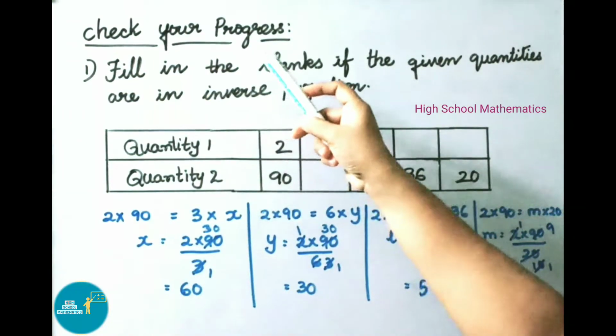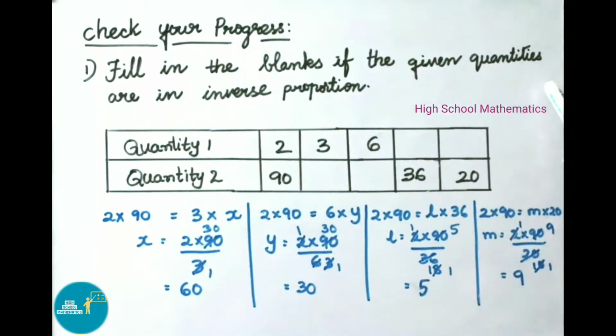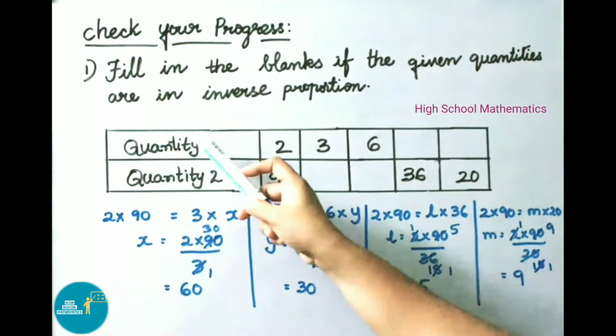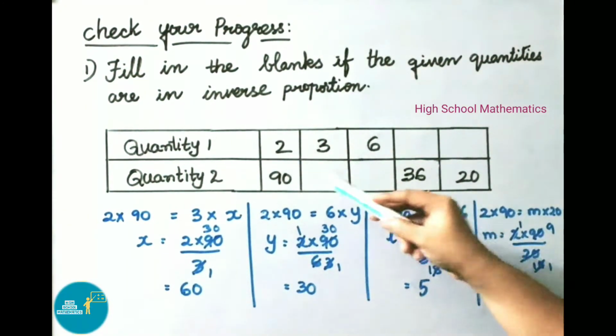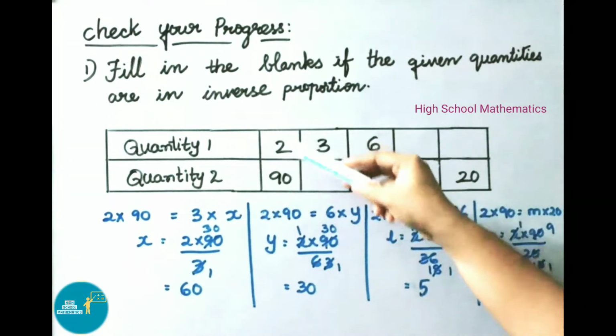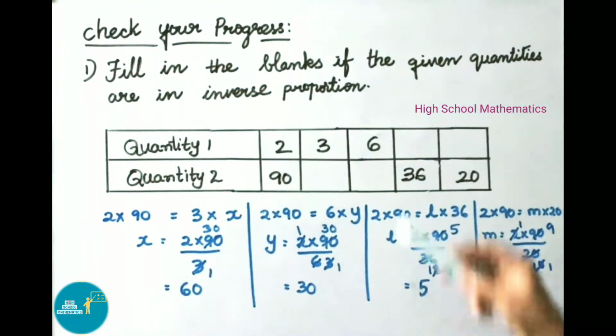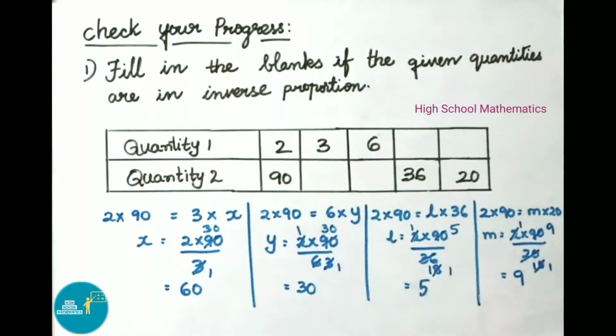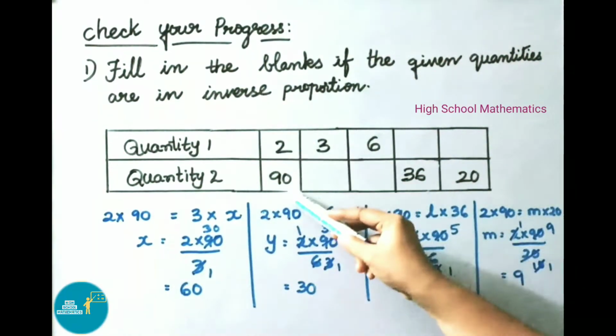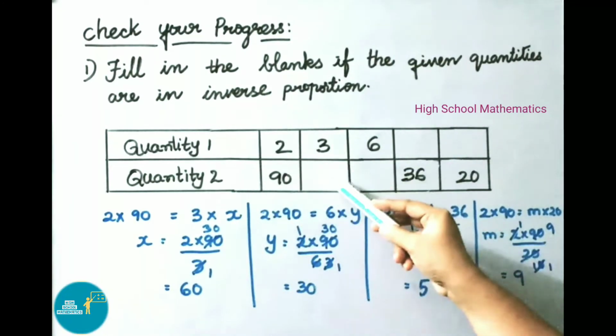See now, check your progress. Fill in the blanks if the given quantities are in inverse proportion. Here in this tabular form, they have given quantity 1 and quantity 2. Here, the missing numbers we have to find out by using inverse proportion. Here, first quantity and second quantity 2 and 90 we have taken. So, next one 3, unknown value here we have taken as x. So, inverse proportion 2 into 90, that equals 3 into x.